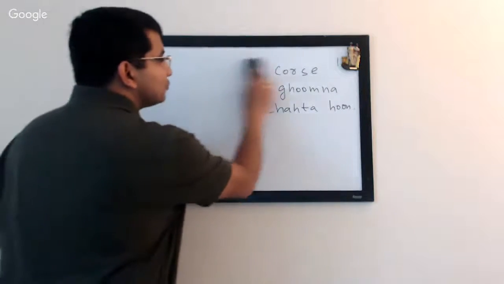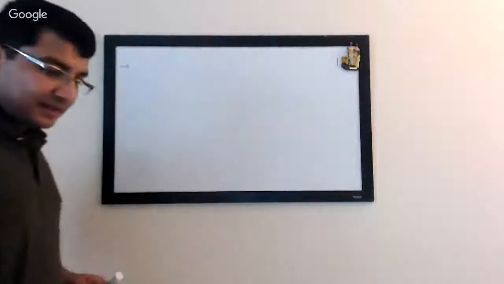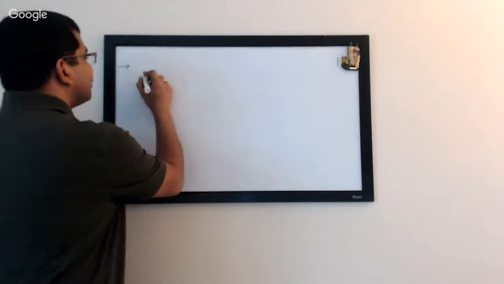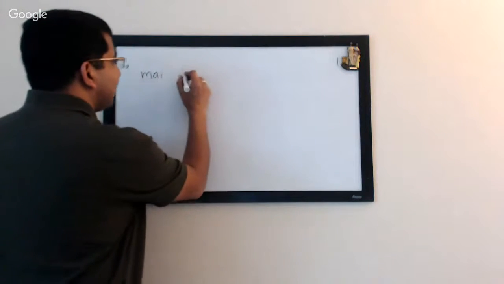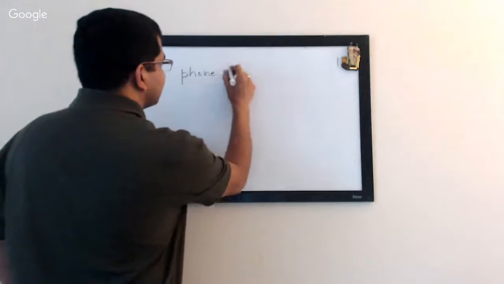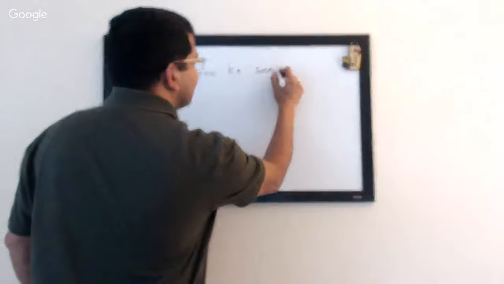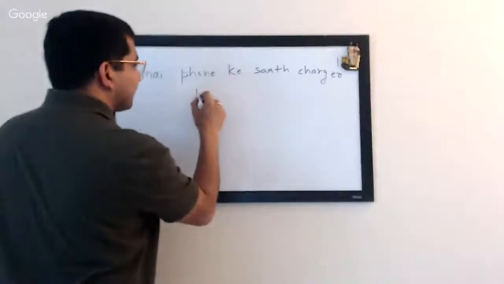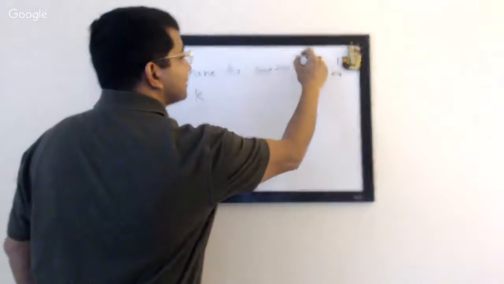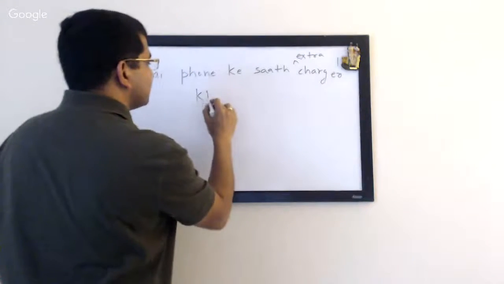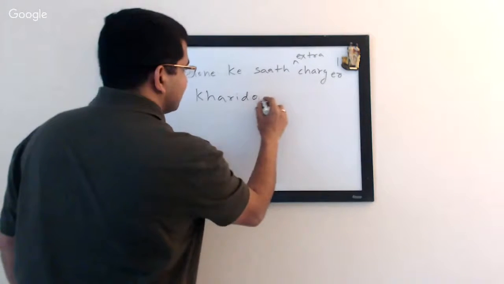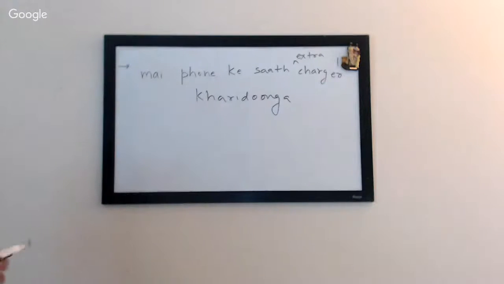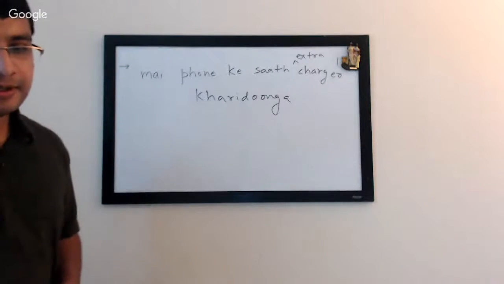So that's also another use of ke saath, right? Last one, and then we'll move to the new compound postposition. So like, मैं फोन के साथ चार्जर खरीदूंगा, और फोन के साथ एक्स्ट्रा चार्जर खरीदूंगा. So this should be simpler for you, that I will buy an extra charger along with my phone, right?